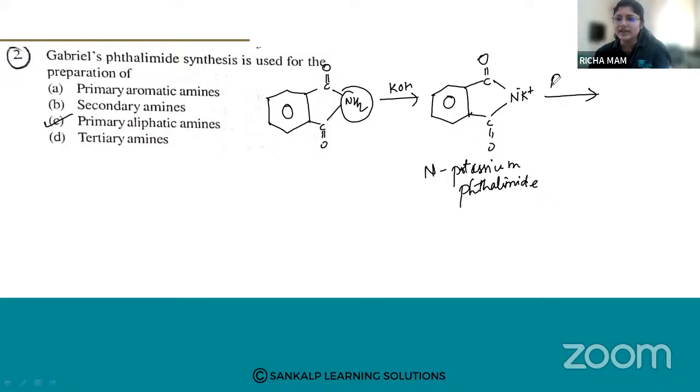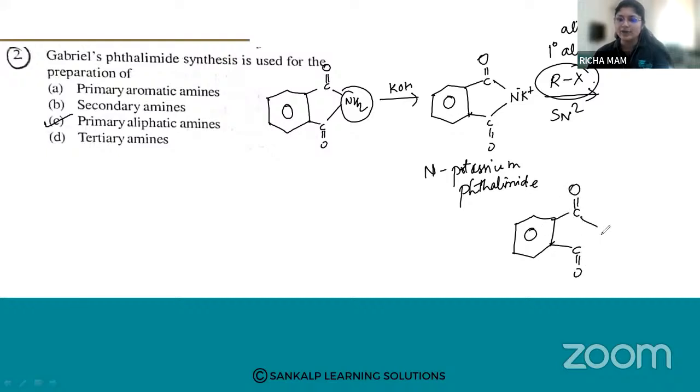Okay. So this is further reacted with the alkyl halide. What alkyl halide is taken? It is a primary alkyl halide, so we need to take a primary aliphatic alkyl halide. Now it will undergo an SN2 mechanism, and what will it form? It will form C=O, C=O, and the K is substituted by the R group.